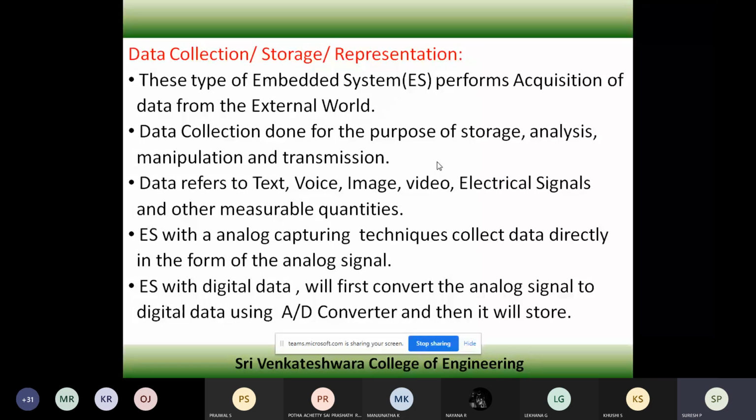What it is going to do is first convert the analog signal to digital data. Whatever analog signal you receive will be converted into digital data using an A to D converter, and then it will be stored. That is what is done in your encoding and decoding.